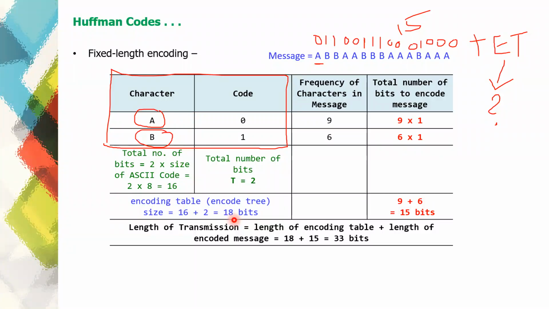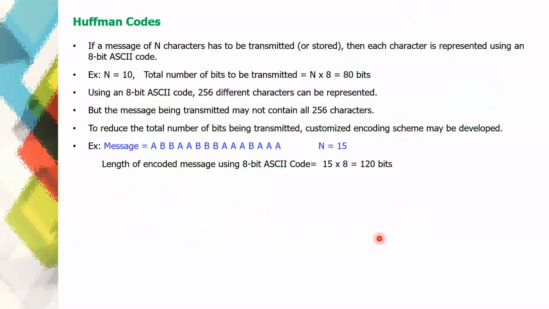Now, what is the total length of transmission? It's the length of the encoding table plus the length of the original encoded message, which is 18 plus 15, 33 bits. Now, if you are making your own customized encoding scheme, then if this message has to be transmitted over the network, you'll have to transmit 33 bits, which is far better than 120 bits, because if you have transmitted this message using 8-bit ASCII code, then the transmission size would have been 120 bits.